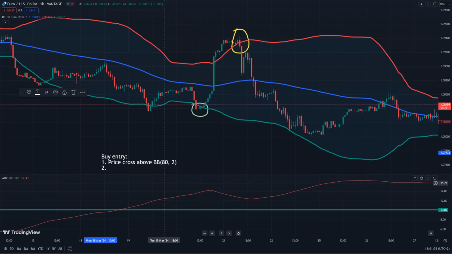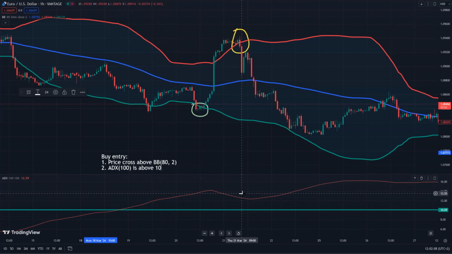The second condition is that when the ADX, that is of course 100 period, is above 10, and it is just a confirmation, and as you can see it here, this is the line. It is above 10, and based on my testings, it adds 30% more preciseness to our strategy. So I am using it many times, and this is basically our entry strategy.